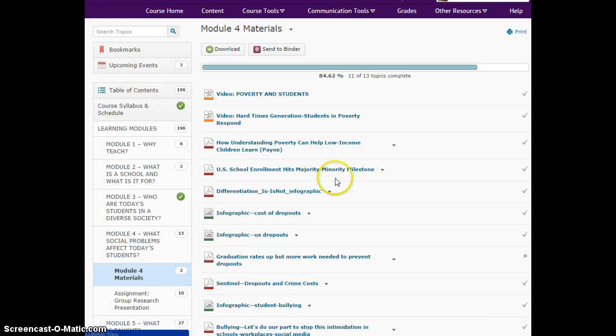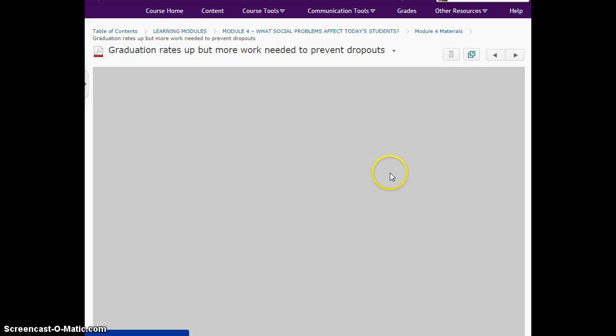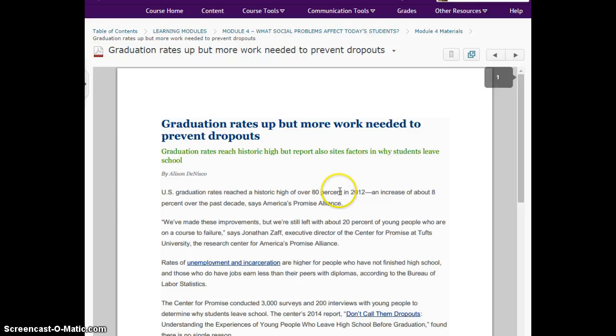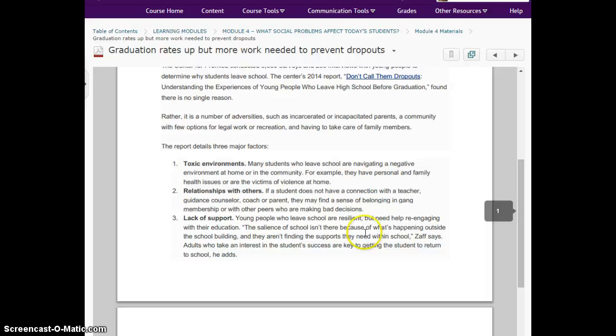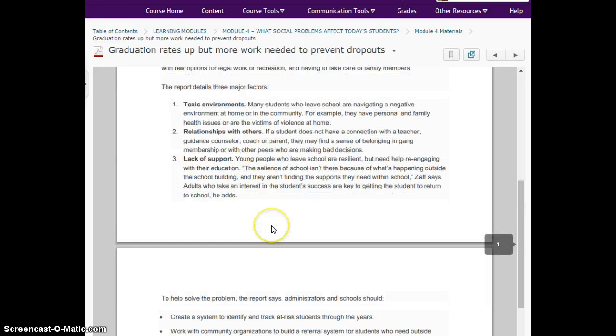And then there's a very recent article about graduation rates going up, but the dropout situation is still a major concern, with a fairly high percentage of students who are dropping out of school. And this article gives some major factors for that and why it's happening. Along with those infographics, you should have a pretty clear idea about what's happening with dropouts.